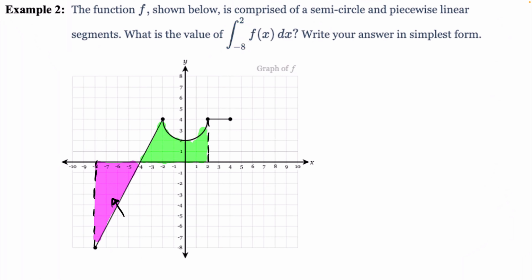All right. So it goes from -8 to -4. Height, 8. 8 times 4 is 32, divided by 2, so that's 16. That area is not 16, though. It's -16, since it's below the x-axis.